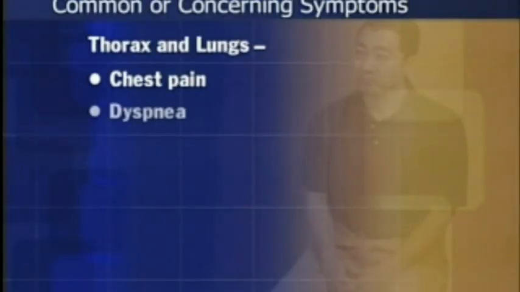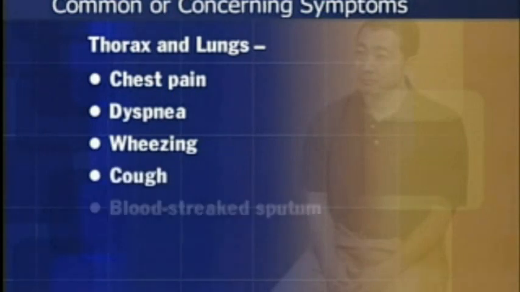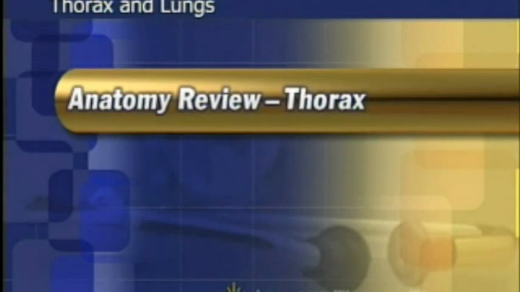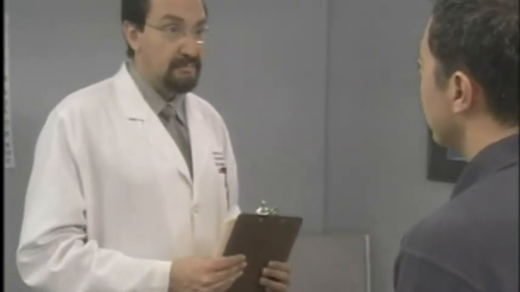Common or concerning symptoms relating to the thorax and lungs include chest pain, dyspnea, wheezing, cough, and blood-streaked sputum. By eliciting the patient's concerns before the examination, you prepare for an examination that is efficient and productive. With the patient's health history in mind, you are ready for the examination.